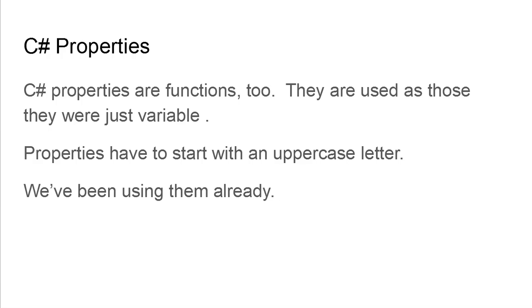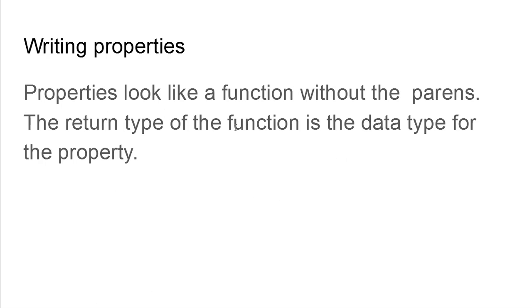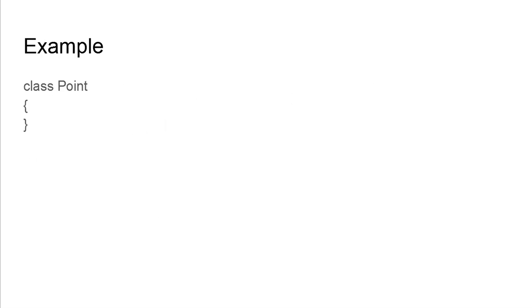To write a property, they look like a function, but without the parentheses. A property is really a wrapper around a getter and a setter. And that wrapper looks like a function, but without the parentheses. So if you are making a property that's an integer, it's going to look just like a function, but without the parentheses. Without seeing that in code, it's hard to envision what that looks like, so let's take a quick look.